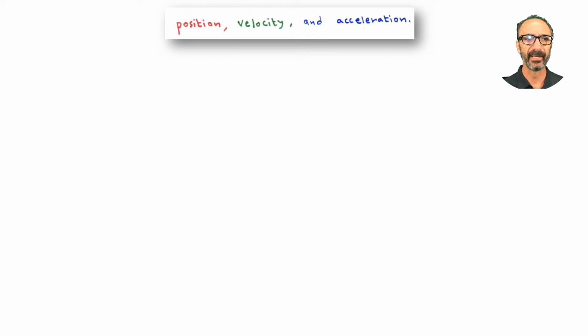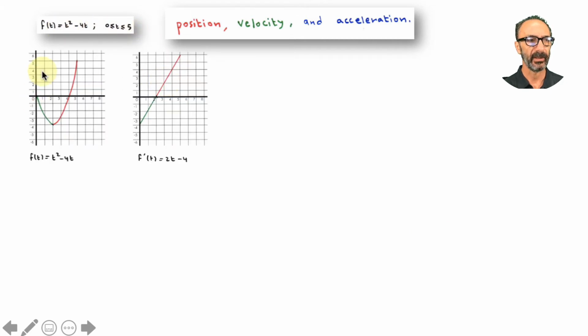We're going to talk about when the object is speeding, or the speed is increasing. Position, velocity, and acceleration. This example is f of t equals t squared minus 4t between 0 and 5. Here's a graph for part A. Since it's a second degree parabola that opens up because the leading coefficient is positive, it's going this way from 0 to 5.